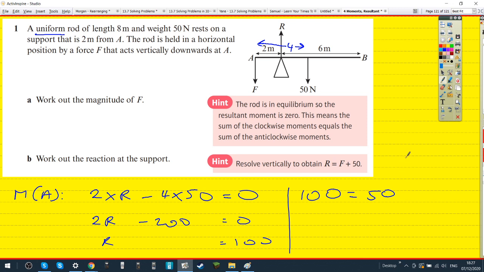Okay, any other force? The reaction. That's 100. Any other downward forces? F. Yeah, and so 50 plus F must be 100. And so F equals 50. Strange enough, but yeah, F also equals 50.